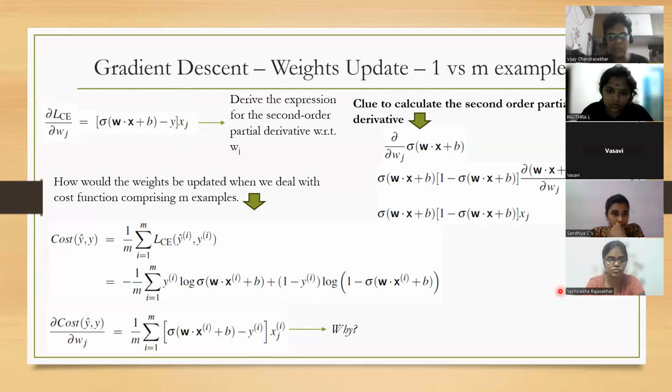Just have a nice look at this expression, which was the partial derivative of the cost function, derived using one example, with respect to Wj. This is again a partial derivative, but then the cost function is summed up across examples. So can you help me interpret this? How are we supposed to interpret this?